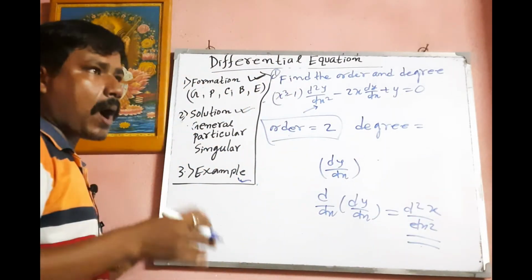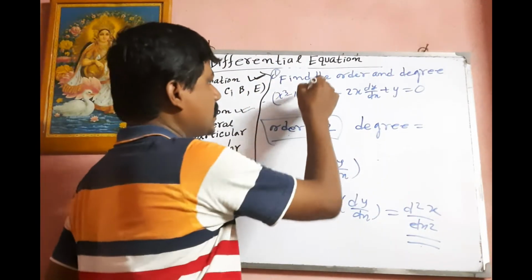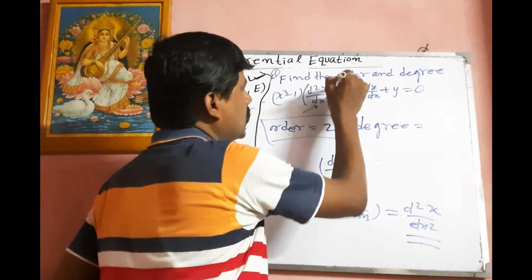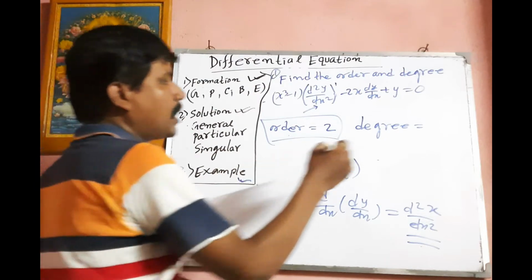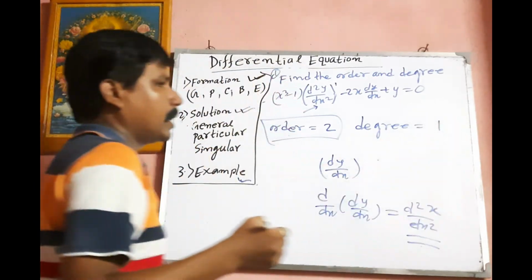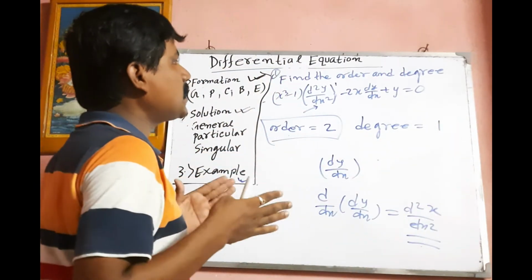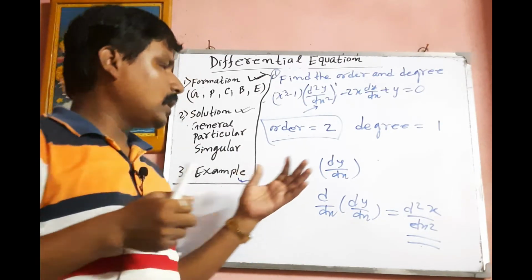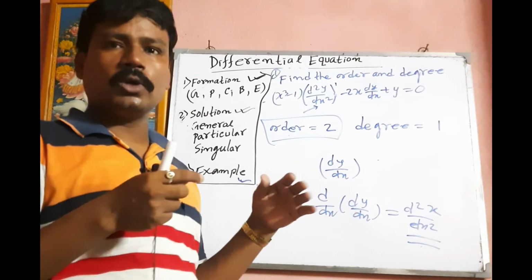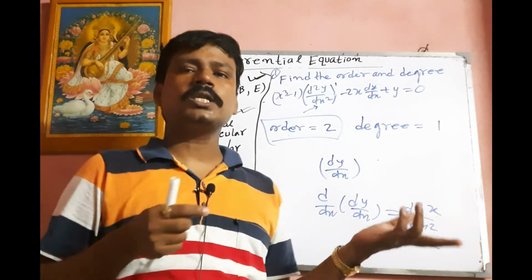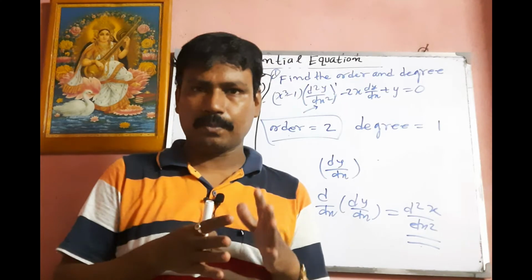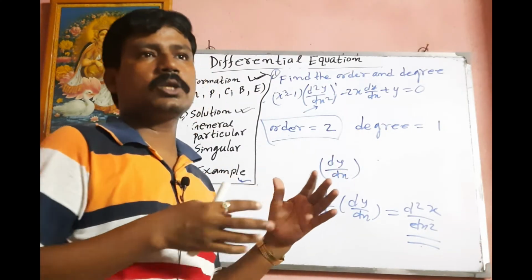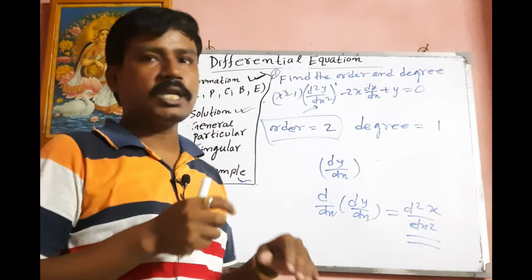Degree means the power of the highest differentiation. So here we can see this will be considered as 1. So the degree will be 1. That is, for the given differential equation, the order is 2 and the degree is 1. This is important for the JEE level student as well as the board exam student. So order and degree is an important concept for short type questions.